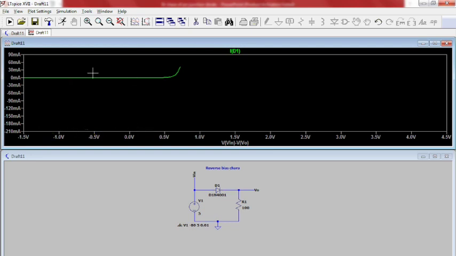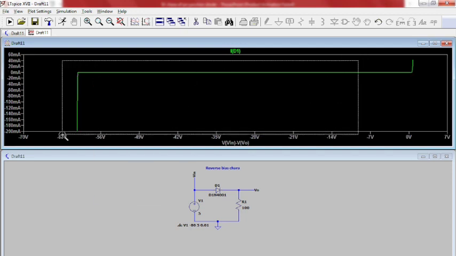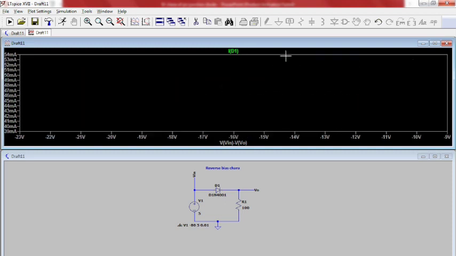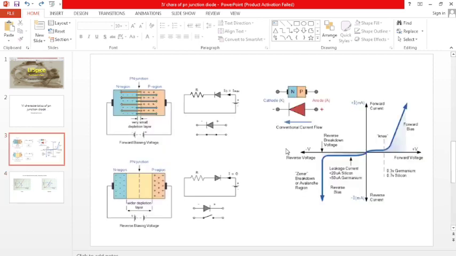From 0 onwards, this is the forward bias condition, and this part is the reverse bias condition. So this is the combined graph of both forward and reverse characteristics of the diode, which is similar to this graph.